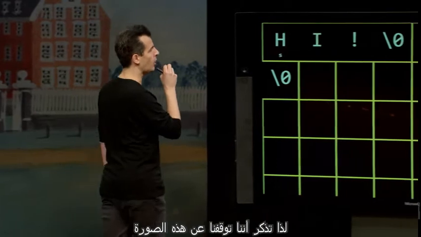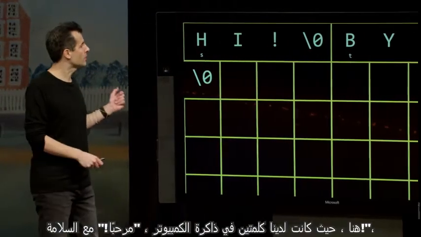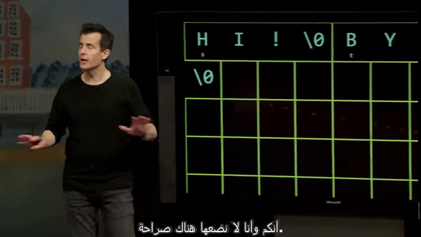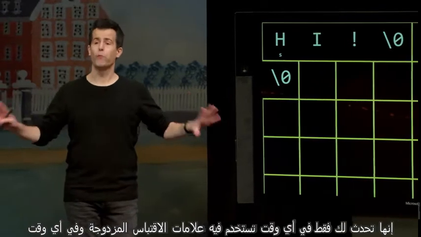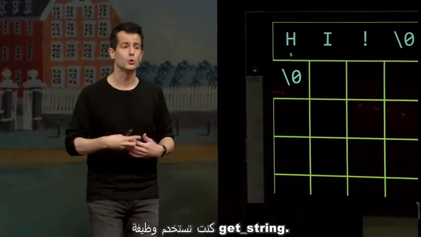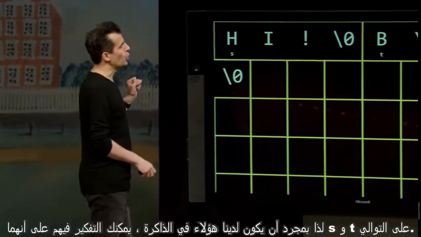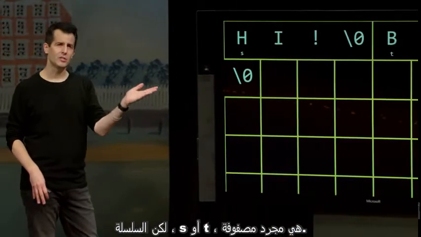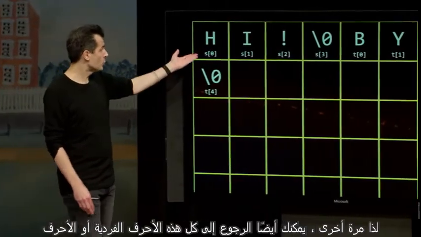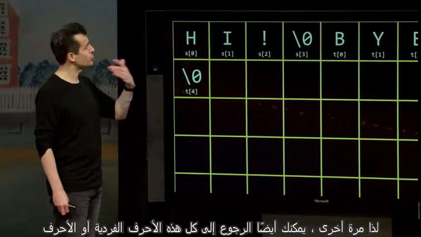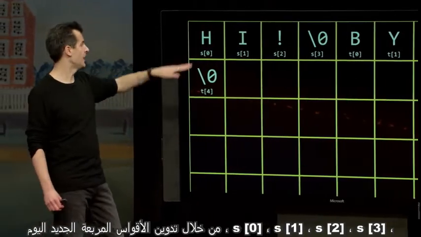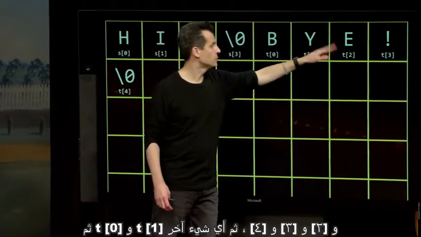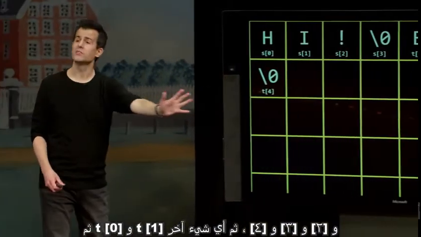So recall that we left off with this picture here, where we had 2 words in the computer's memory, hi and bye, both with exclamation points, but also both with these \0s that you and I do not put there explicitly. They just happen for you anytime you use the double quotes and anytime you use the getString function. So once we have those in memory, you can think of them as s and t respectively, but a string, s or t, is just an array. So again, you can also refer to all of these individual characters or chars via the new square bracket notation of today. s bracket 0, s1, s2, s3, and then t bracket 0, t bracket 1, 2, 3, and 4, and then whatever else is in the computer's memory.